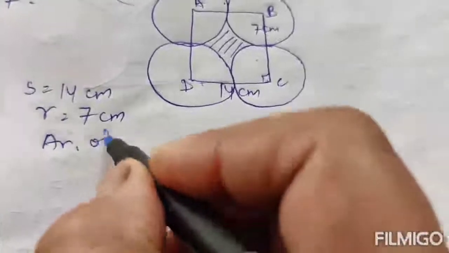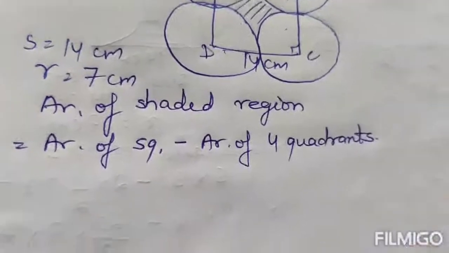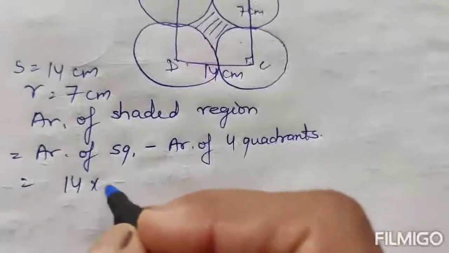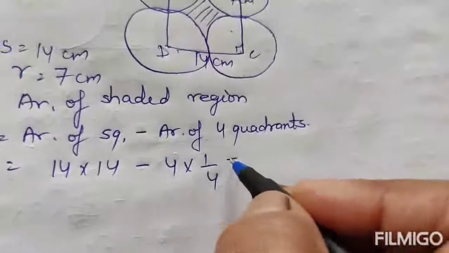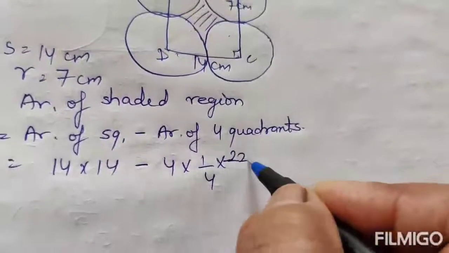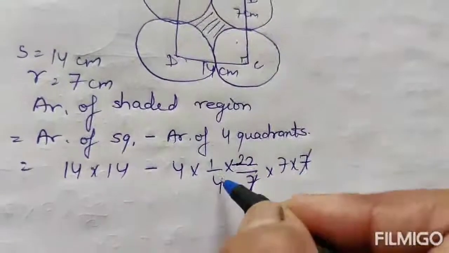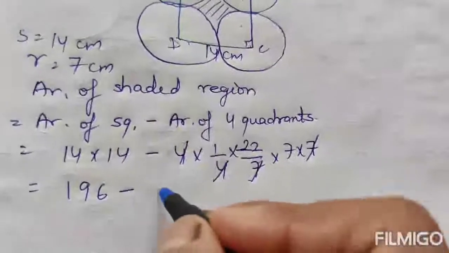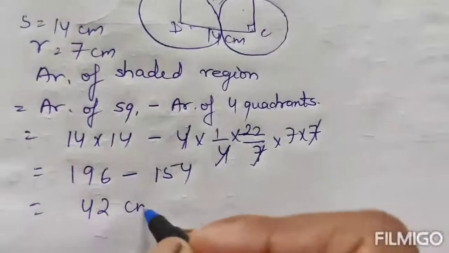Area of shaded region. Area of square minus area of 4 quadrants. Area of square is 14 into 14 minus 4 quadrant, 4 into 1 by 4 into pi r square, r is 7 into 7. 7 cancel, 4 4 cancel. 14 into 14 is 196 minus 154, 42 centimeter square.